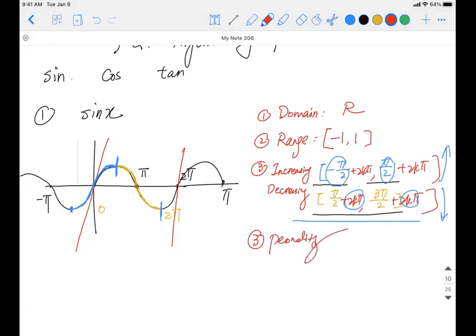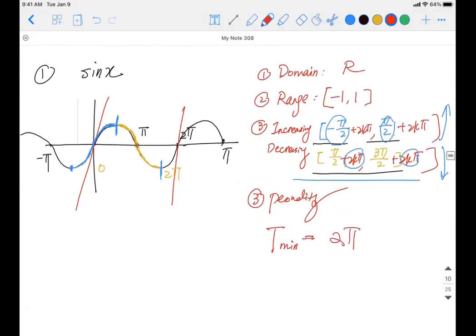Sin x is a periodic function. And what is the period? Or say, what is the minimum period? Because we have already discussed, if a function is not a constant function and it is a periodic function, it must have a minimum period. So the minimum period of this is actually 2 pi. So far, so good? So this is how sin x looks like.